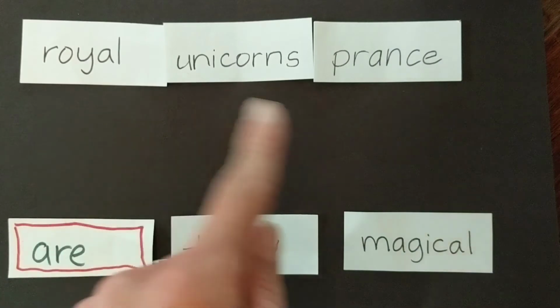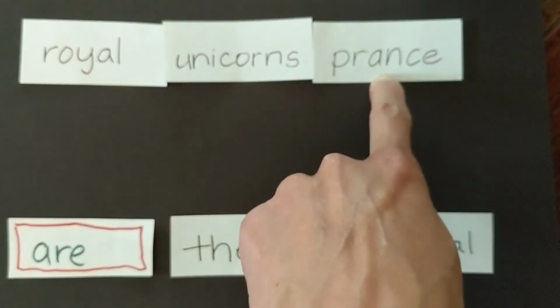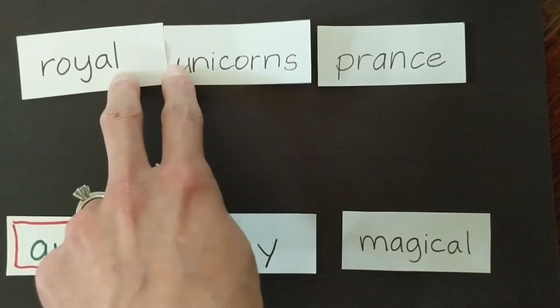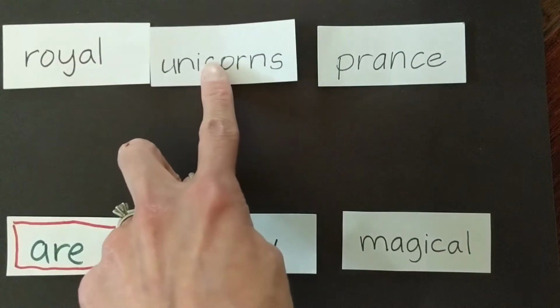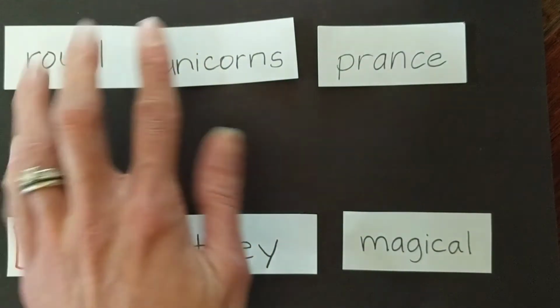Before we move on, let's find again, where's our verb and where's the subject? So the subject is both royal and unicorns. Remember, when we add an adjective in front of our subject noun, they both are part of the complete subject.